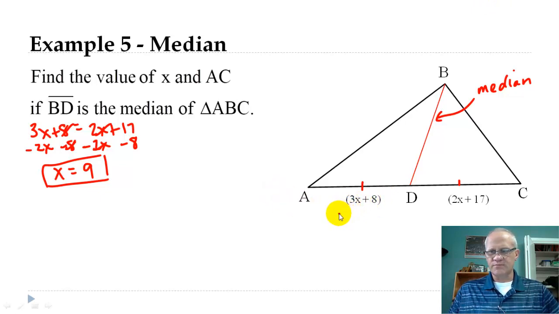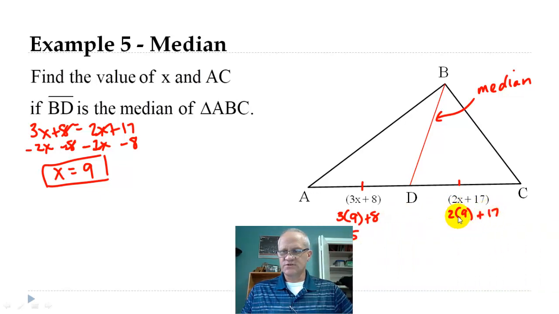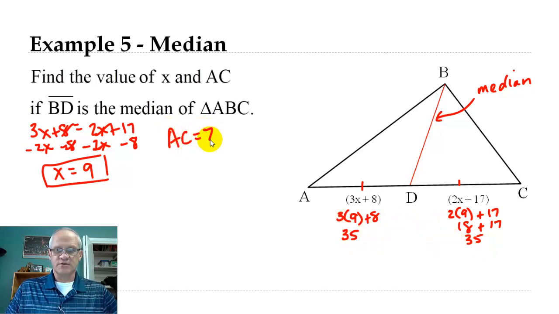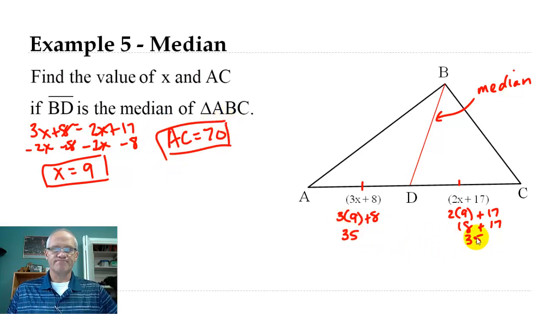If I plug 9 in here, that's 3 times 9 plus 8. 9 times 3 is 27, plus 8 is 35. And over here, 2 times 9 plus 17. 2 times 9 is 18. 18 plus 17 is 35. That's good because it shows us that these are both the same. So we kind of checked our work. And so that means altogether AC is 70. 35 plus 35. Okay, good.